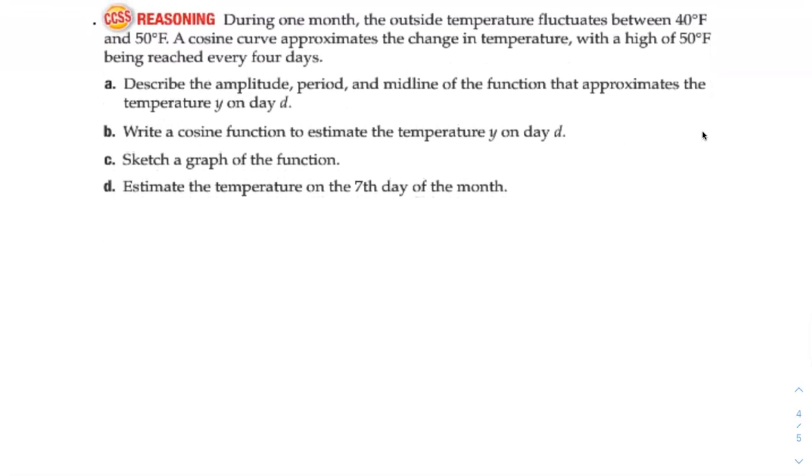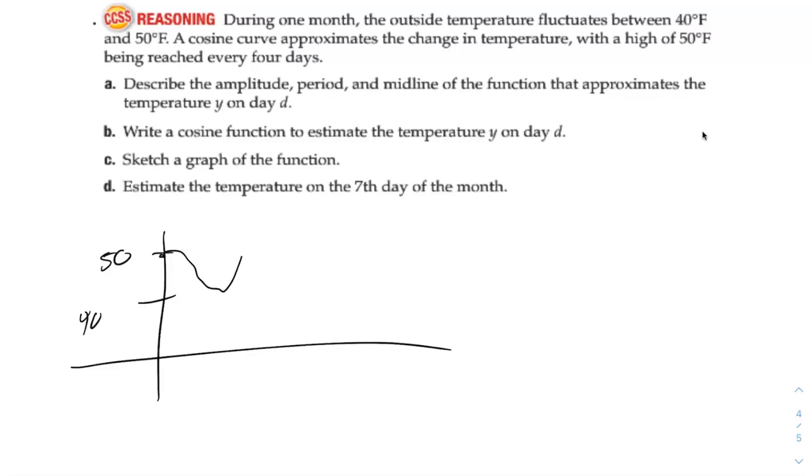During 1 month, outside temperature fluctuates between 40 degrees Fahrenheit and 50 degrees Fahrenheit. The cosine curve approximates the changes in temperature with the high of 50 degrees Fahrenheit. Okay, so the max is 50, the lowest is 40, and it's fluctuating between these two. It's going like this, because I draw a cosine graph since it said cosine. Determine the amplitude, period, and midline. So it's one equation. That's all they want.